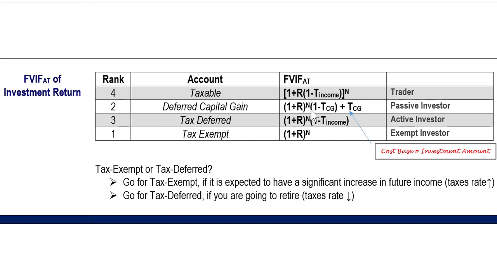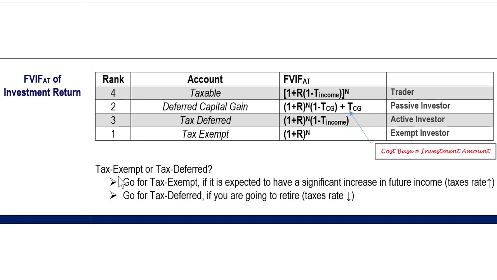And the second highest value is (1+R) to the power n minus the capital gain tax based on the total amount. However, because of the deferred tax we already discussed, there's a tax benefit that comes back here. So the capital gain tax benefit gives you an outcome much higher than the taxable account. So it's (1+R) to the power n minus (1 minus the capital gain tax rate plus the tax rate), which is the tax benefit.